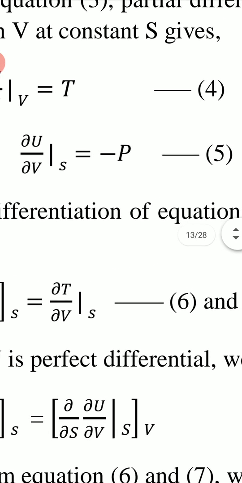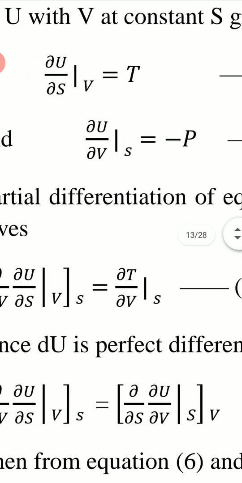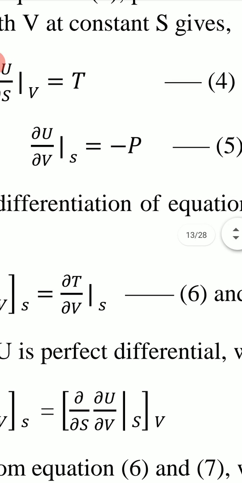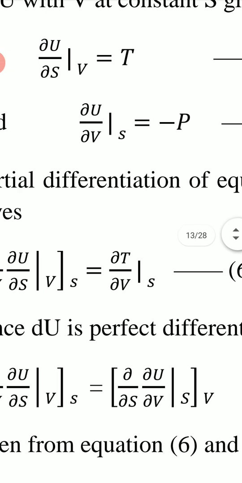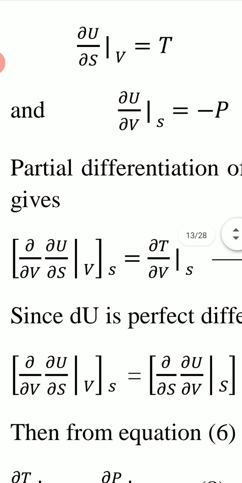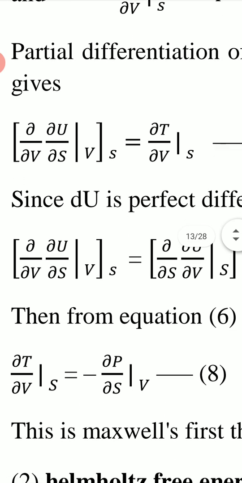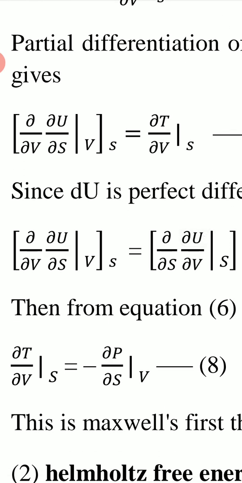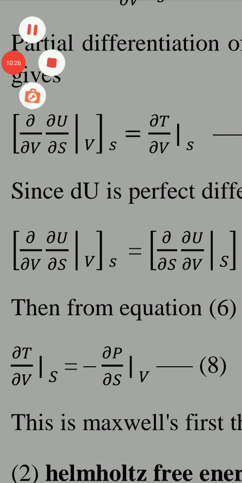So from equation 4, if we find partial differentiation of this equation 4 with respect to V, put ∂/∂V before left hand side and right hand side. So we get this relation, ∂/∂V of ∂U/∂S equal to ∂T/∂V. And this is the differentiation with respect to V. So we write for constant S in left hand side and in right hand side.